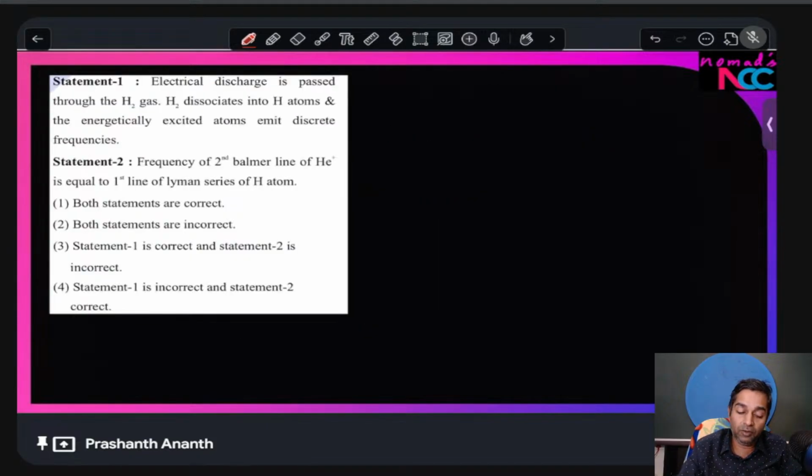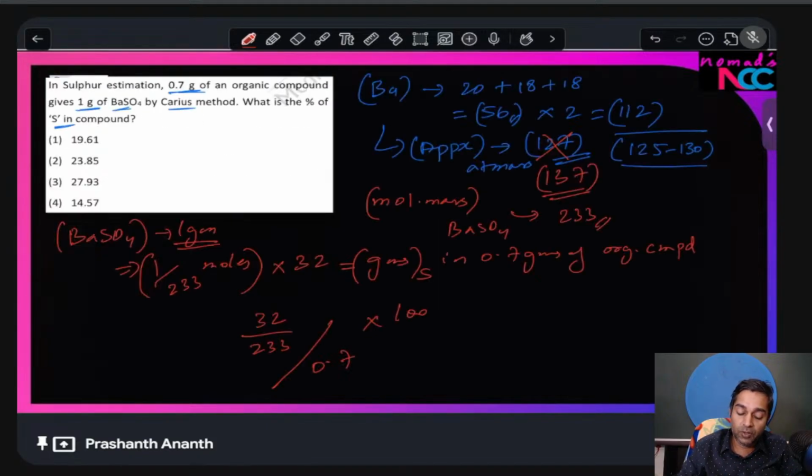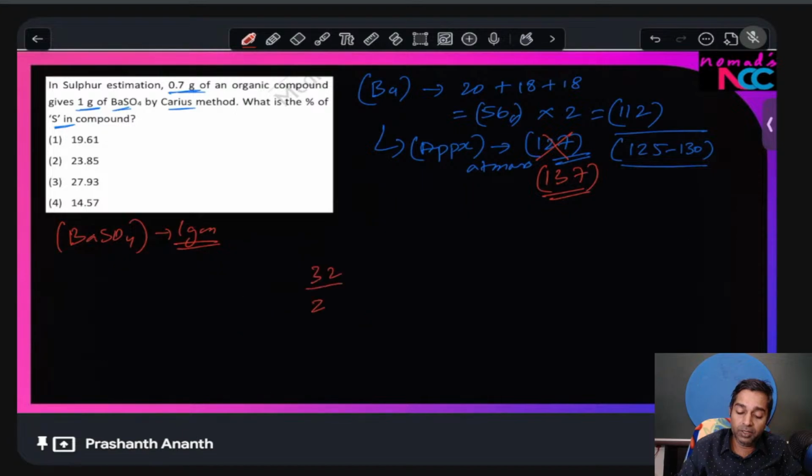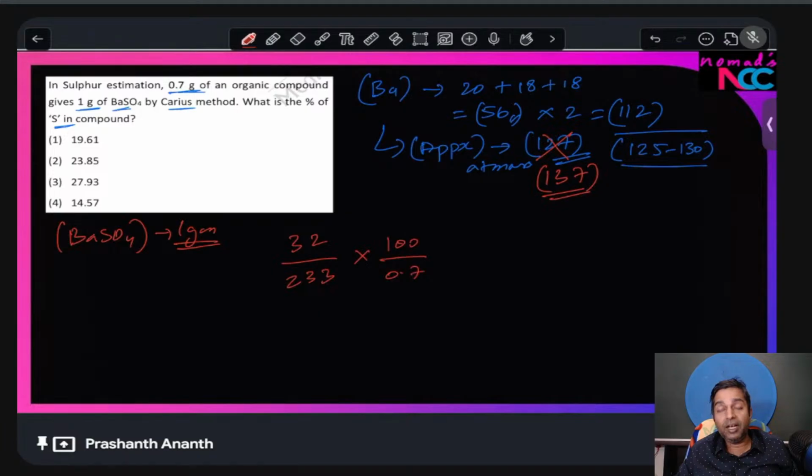So let's calculate that. It works out as 32 divided by 233. We have to solve this as close to accurately as possible, or actually no need to go too accurate, because they have given decently spaced values here. So 32 over 233 multiplied by 100 divided by 0.7, because the total mass of the substance is 0.7 grams. So let's directly go for that now.